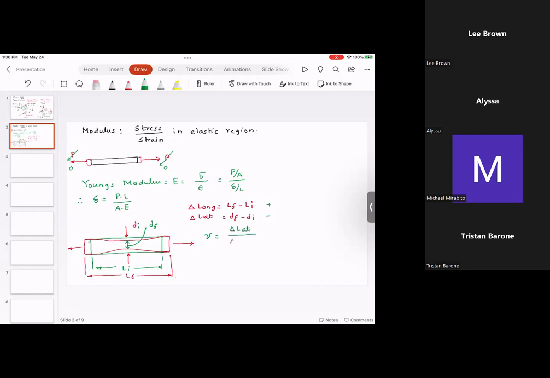divided by delta longitudinal. And this is a negative sign because please understand, this guy, no matter whether you consider it compression or tension, this is always going to be negative. And this negative with another negative gives you a positive value. And this value, which is called mu, is called Poisson's ratio.